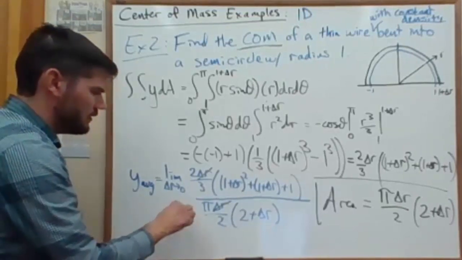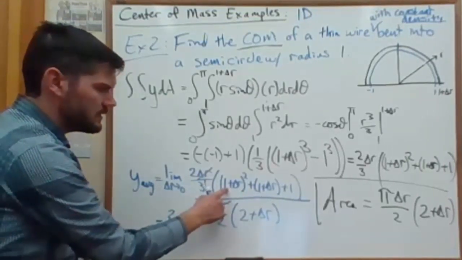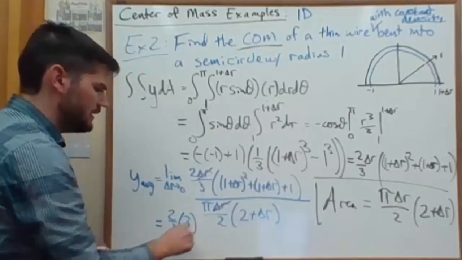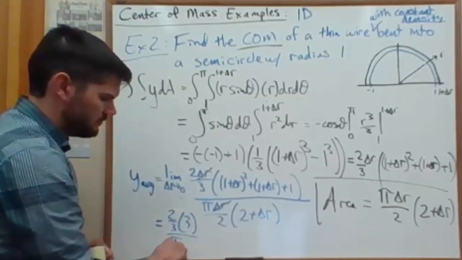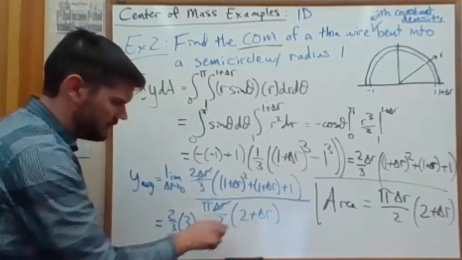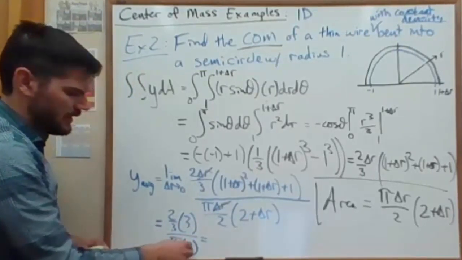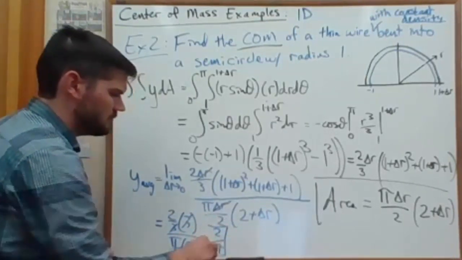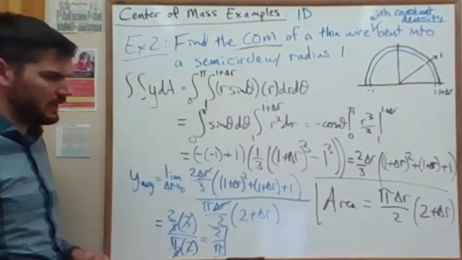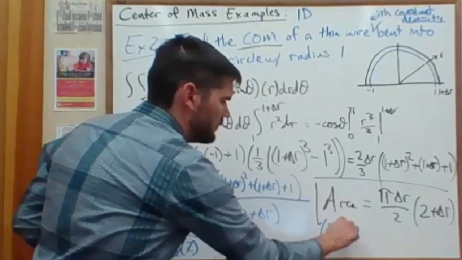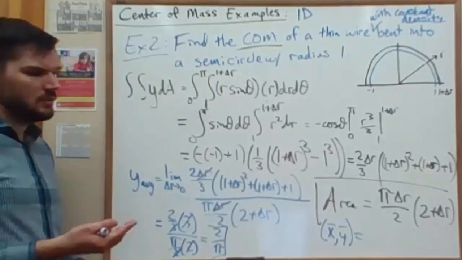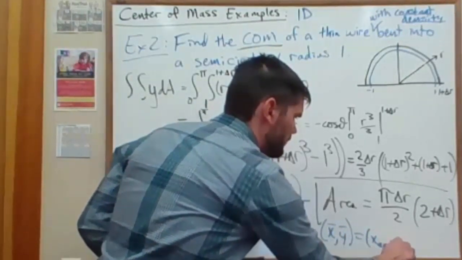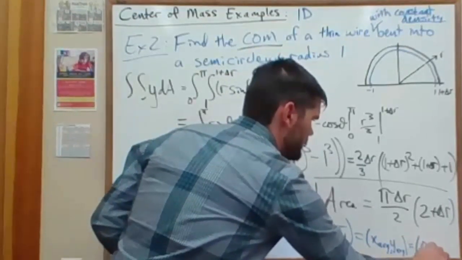leaving us with 2 times 2/3 times 1 plus 1 plus 1 times 3 divided by pi halves of 2. Canceling out, we get 2 over pi, which means our x bar and y bar, the same as our x average and y average, are 0 and 2 over pi.